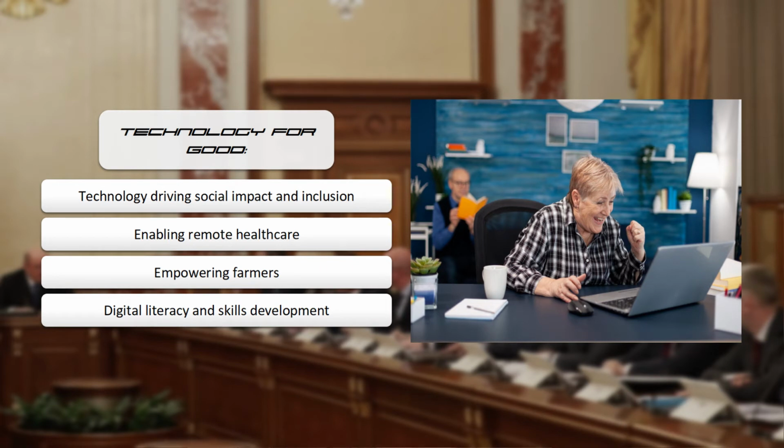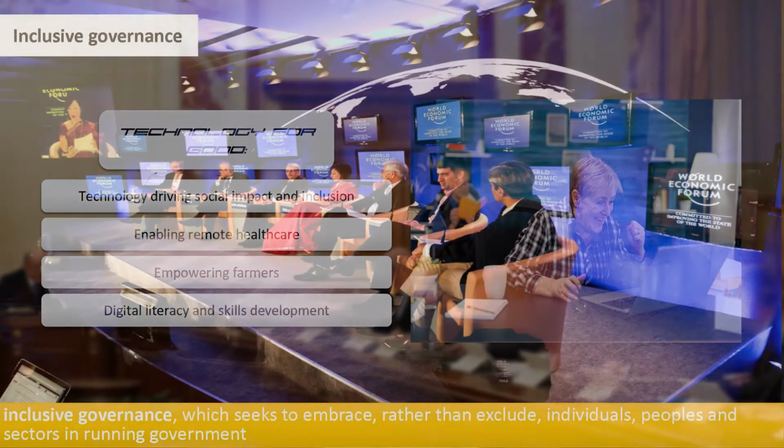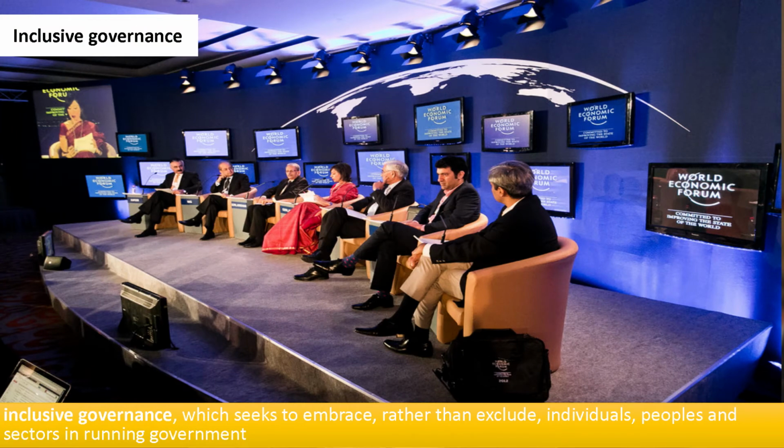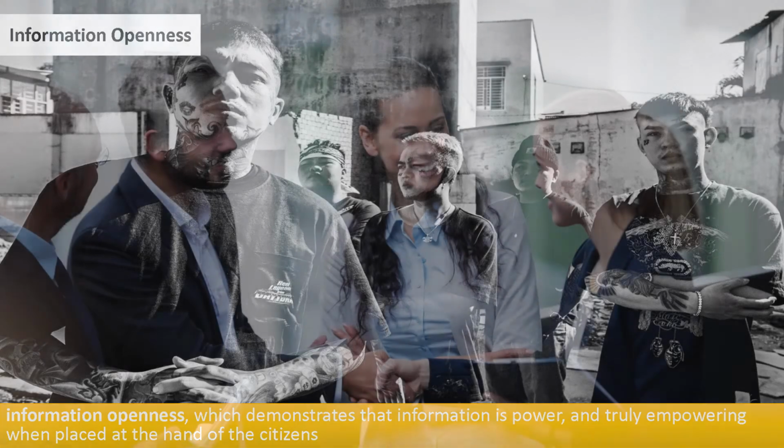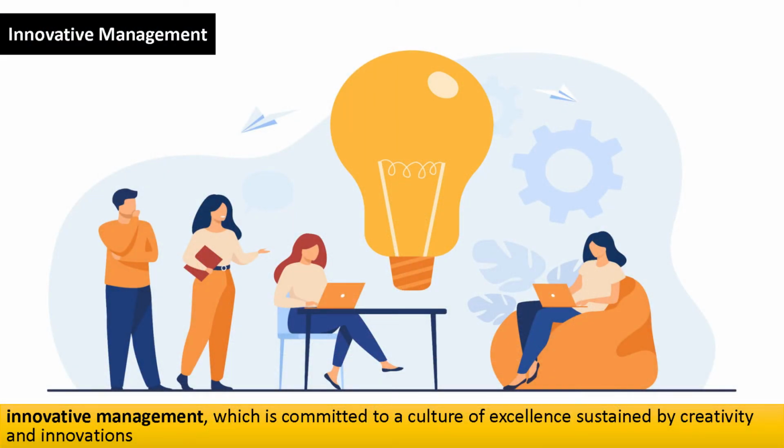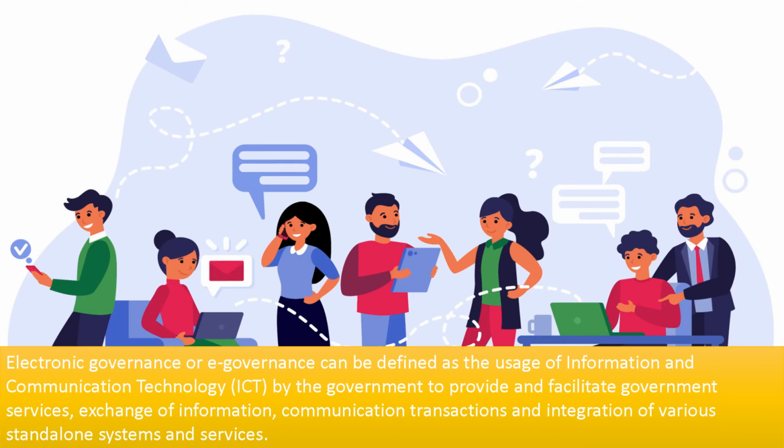So if we talk about the operating principles, I think governance stands for inclusive governance, which seeks to embrace rather than exclude individuals, people and sectors in running government. And if we talk about informative openness, which demonstrates that information is power and truly empowering when placed in the hands of the citizens. Interactive engagement, if we talk about, which puts premium on information exchange through continuing dialogue between authority and constituency. Innovative management, if we talk about, which is committed to a culture of excellence sustained by creativity and innovation. So electronic governance or e-governance can be defined as the use of information and communication technology by the government to provide and facilitate government services, exchange of information, communication transaction and integration of various standalone systems and services.